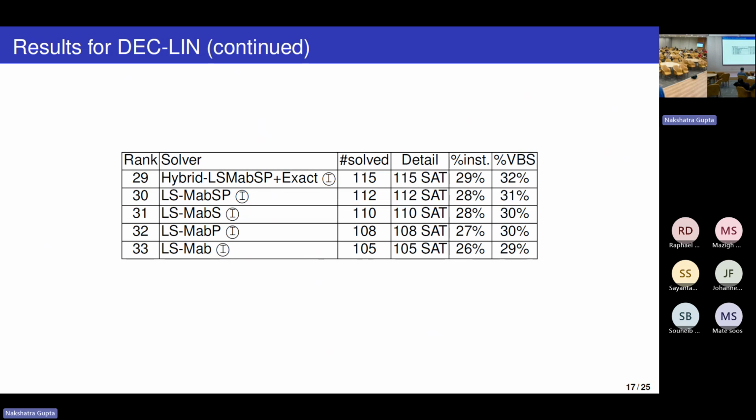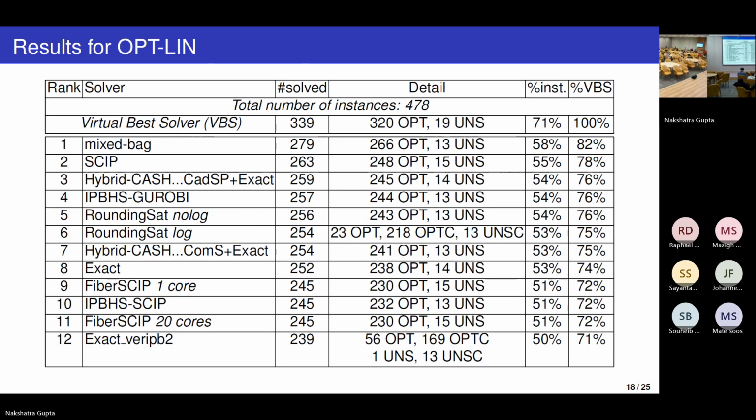A lot of solvers. Optimization, the first place here is actually my student solver. It runs skip for 5 minutes and then a core guided pseudoboolean solver after that. And apparently we're a bit surprised about this. That does better than pure skip.